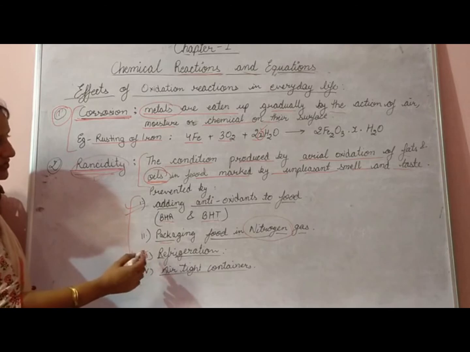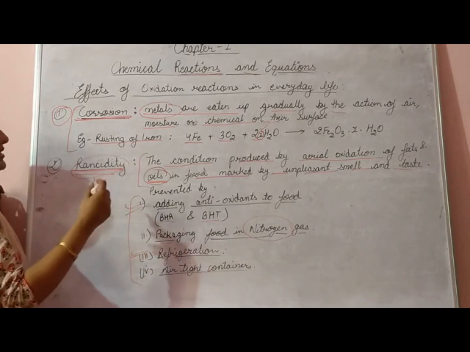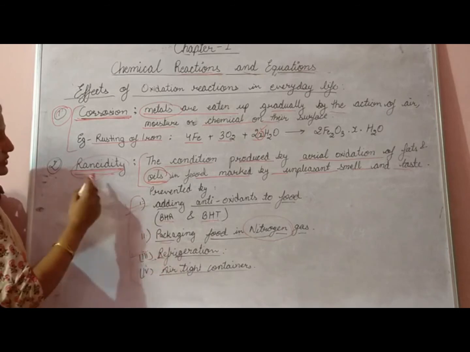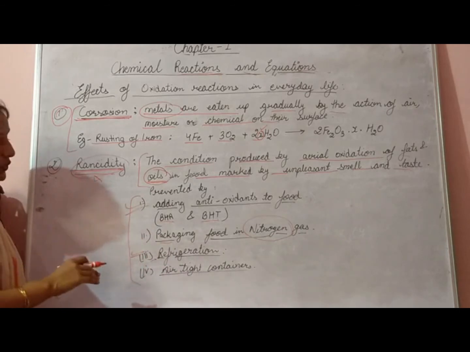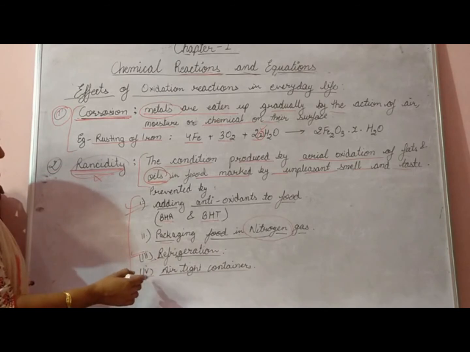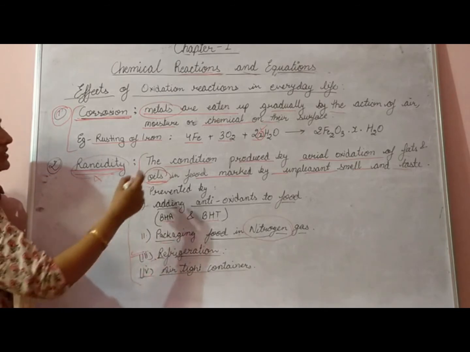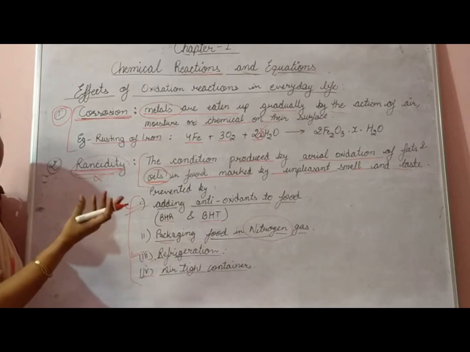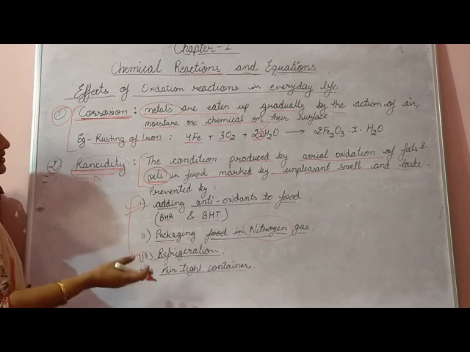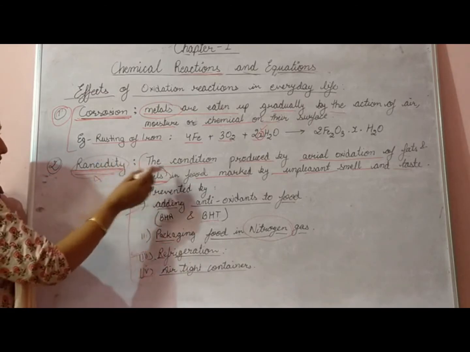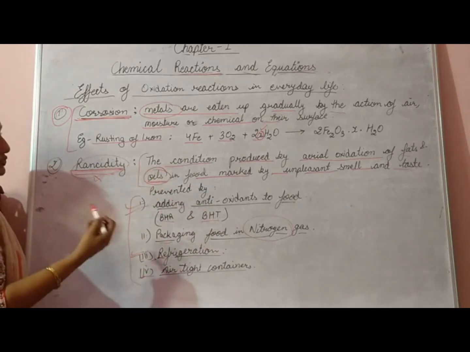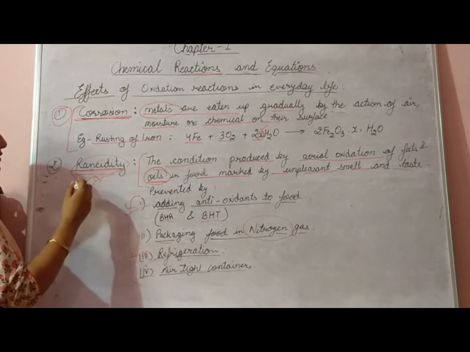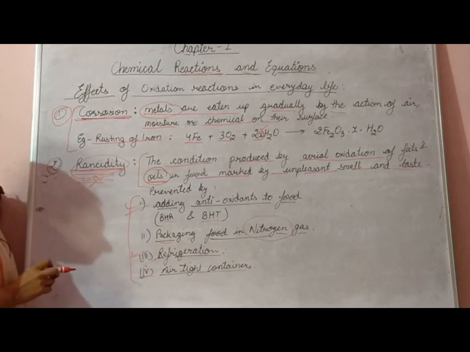Next one is refrigeration. We can keep the fat and oil containing food in a refrigerator so that the process of rancidity will get slowed down. And last one, by using airtight containers. If we store such food in airtight containers, oxygen is not there in sufficient amount, hence that food will not react with the oxygen, preventing rancidity of food. These basically are some methods with the help of which we can prevent rancidity of food.